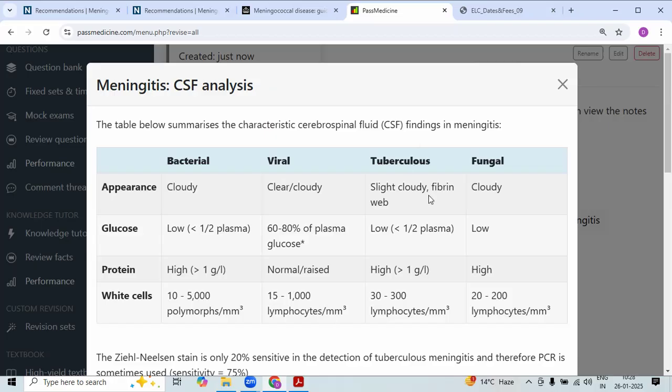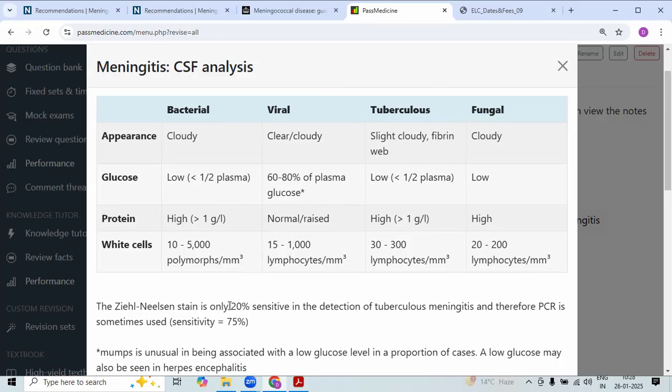Tuberculosis will have a lot of protein, much more than 1 gram, and lymphocytes will be high and not polymorphs, but anything can occur. The protein will be much, much higher than the bacterial, and that will form fibrin webs. Glucose is low. Fungal is cloudy, glucose is low and protein is high, and lymphocytes will be around 20 to 200. So Ziehl-Neelsen is only 20% sensitive for the detection of TB, and therefore PCR is sometimes used.